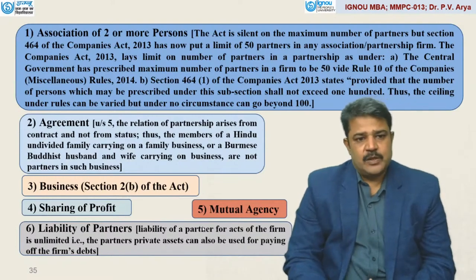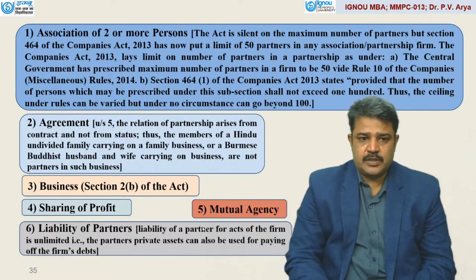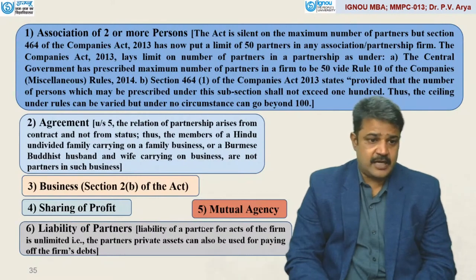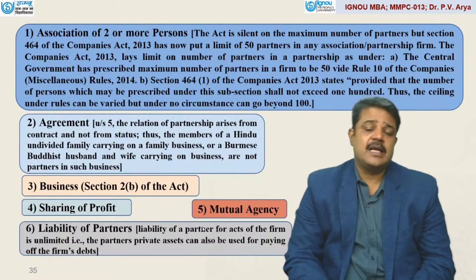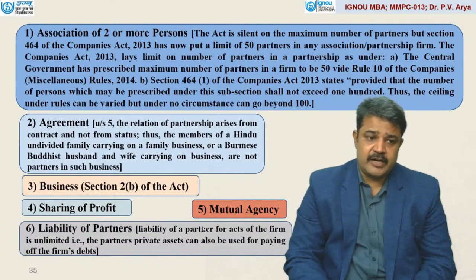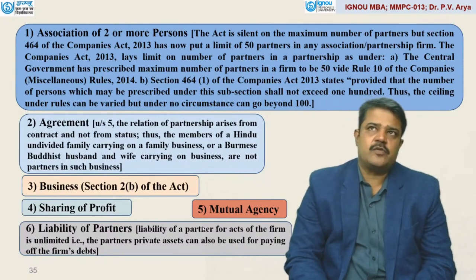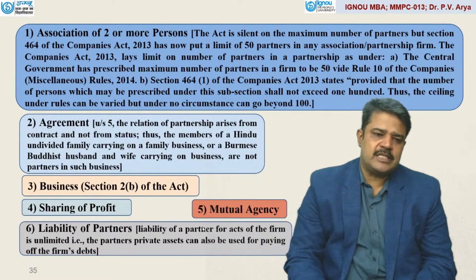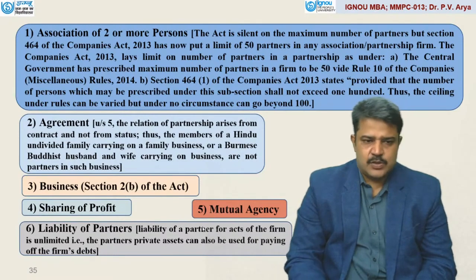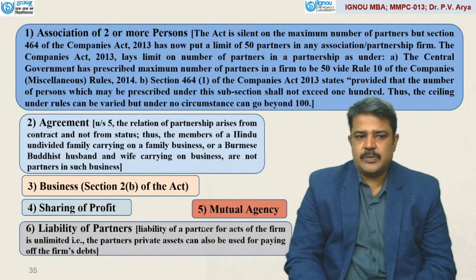Well, agreement. Under Section 5, the relation of partnership arises from a contract and not from status. Thus, the members of a Hindu Undivided Family, that is HUF, carrying on a family business, or a Burmese Buddhist husband or wife carrying on business are not partners in such business. So we will be looking at the responsibilities and roles of partners when we talk about that aspect. There, the HUF and the Burmese Buddhist husband and wife will be excluded.